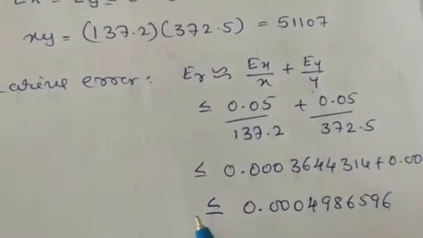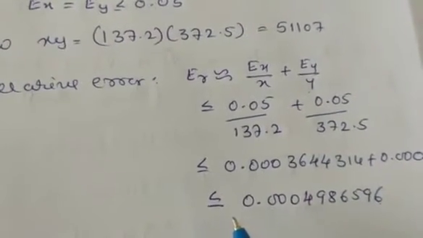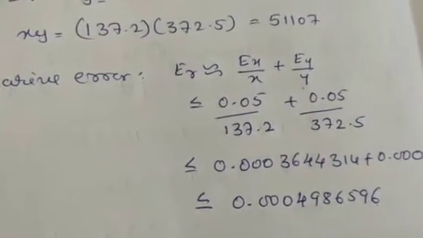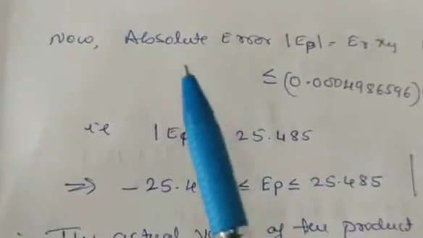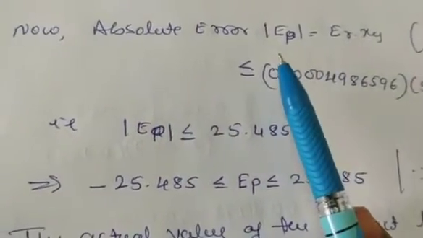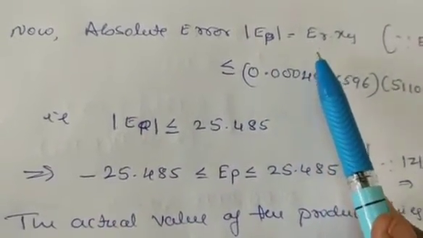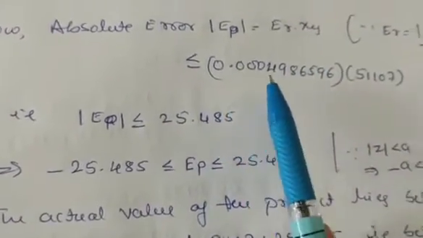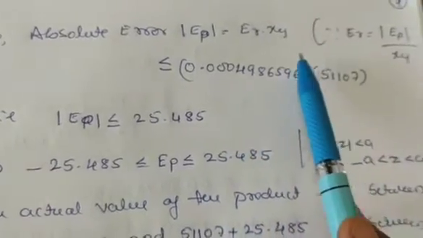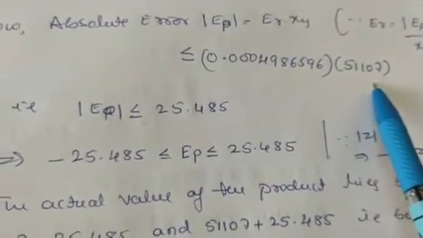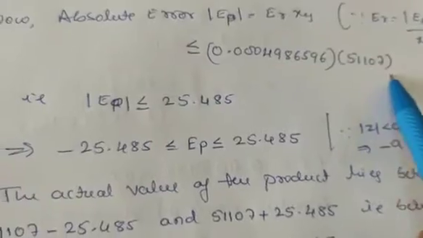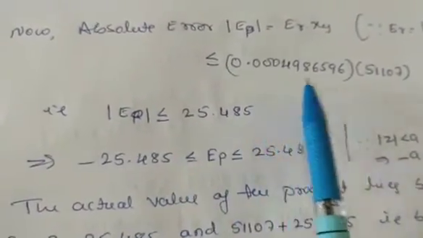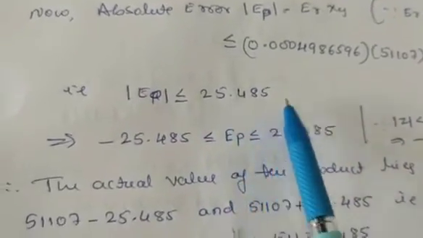So relative error here is approximately less than or equal to 0.0004986596. Now the absolute error in the product, that is mod of EP, is equal to the relative error into x into y, which is less than or equal to the relative error we just found into x into y. The product of x and y we have found is 51107. So the absolute error in the product is less than or equal to, after multiplication of these two, 25.485.